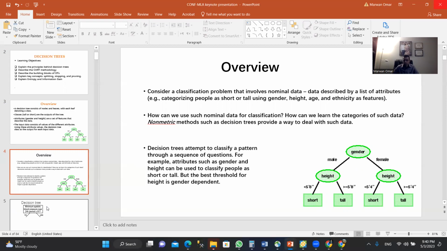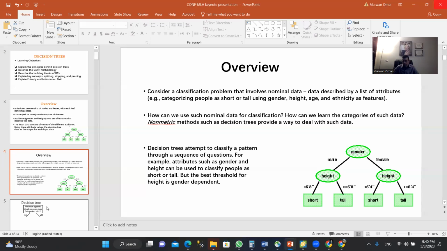So decision trees, in this case, attempt to classify a pattern through a sequence of questions. For example, attributes such as gender and height can be used to classify people as short or tall. But the best threshold for height is gender dependent. So here on the right side, if we are using a decision tree, the gender could be either male or female. Within the male category, the height could be 5.6 to 5.8. If the height is less than 5.8, then the male will be considered short. Otherwise, he'll be considered tall.